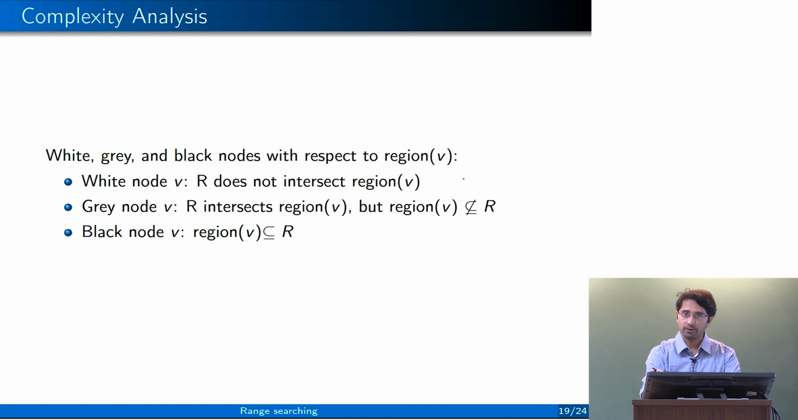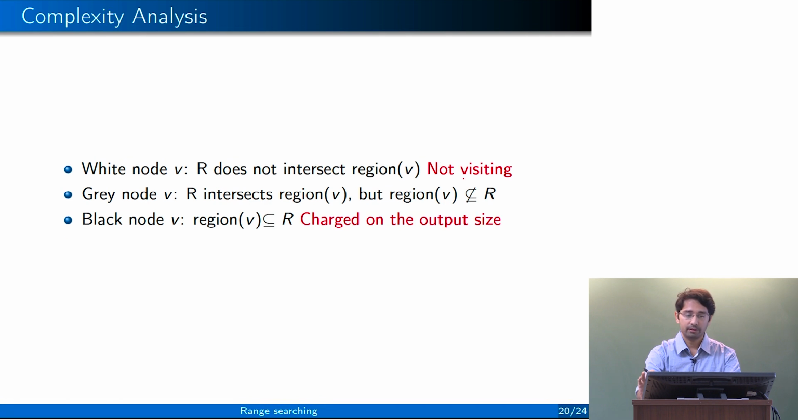White node: the query rectangle does not intersect the region associated with it. Grey node: intersects but does not contain. Black node: completely contains. Complexity, we will see how to calculate. Two things we are sure of: we do not have to count the white nodes, because we never visit them. We do not have to count the black nodes, because I am reporting everything inside black. That will be charged, like the previous case, to the output size.